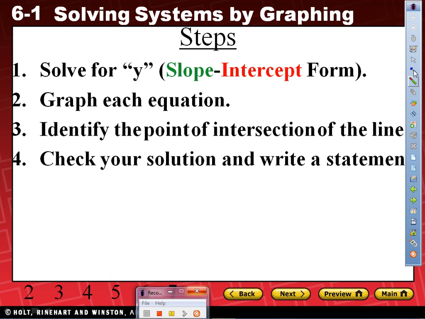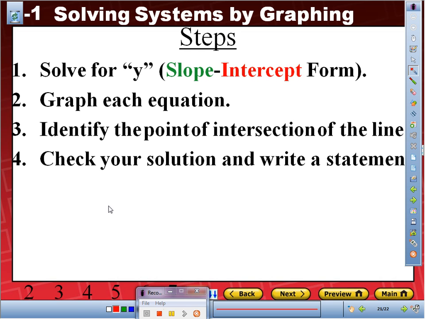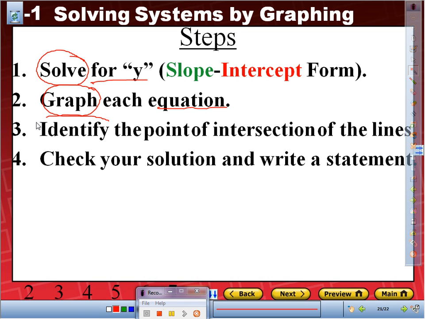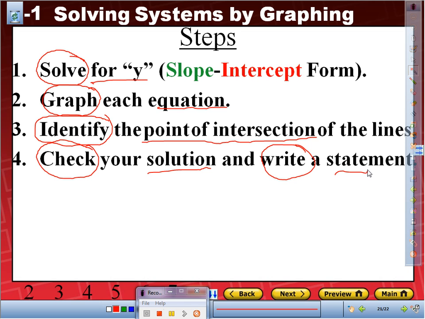Things to circle and underline so you can memorize these steps. Here we go. In red, circle where it says step 1, solve. Underline for y. Step 2, graph. Underline equation. Step 3, identify, underline point of intersection. Step 4, check solution, write statement.